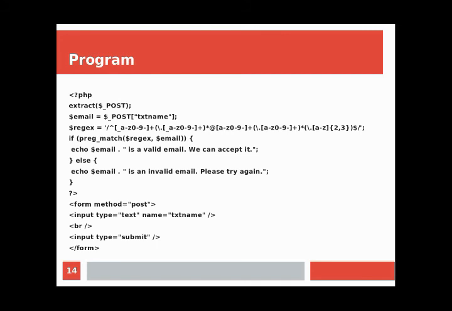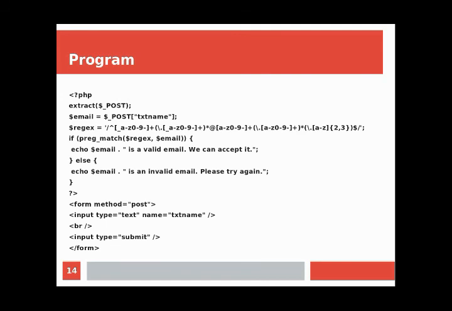Then next statement if, then we use preg_match, that is a function, in brackets preg underscore match, and here the arguments are $regex comma $email, and the outer brackets complete. At the beginning of this if, echo $email, then according to that it will be displayed, within double quotes, is a valid email, we can accept it, semicolon. And the else part, at the beginning of else with a left curly bracket, echo $email dot, then within double quotes it will display is an invalid email, please try again.